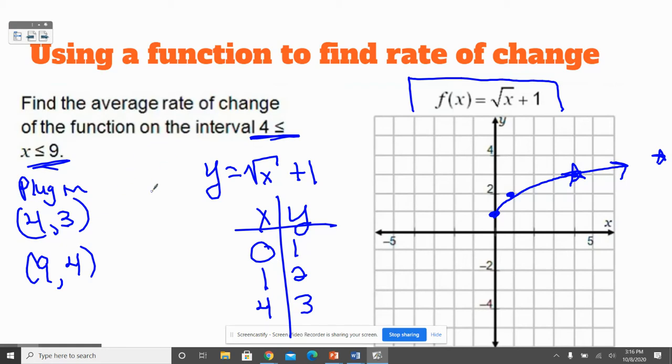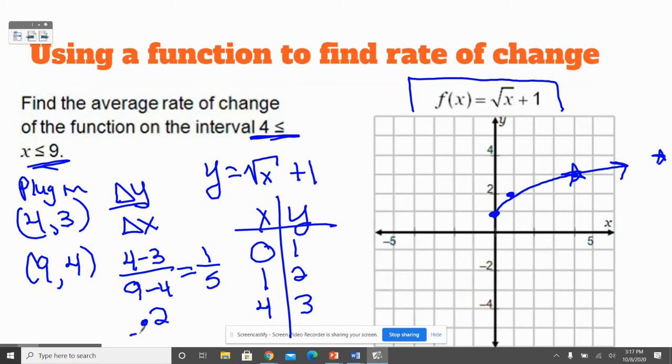Now you can find the rate of change, which is not the slope because it's not a straight line, and do delta y over delta x, which would be 4 minus 3 over 9 minus 4. And you will get 1 over 5. So the rate of change would be 1/5. Or if you wanted to say 0.2, you could do that as well, because 0.2 could be over 1. Whatever makes more sense for whatever type of problem you're looking at.